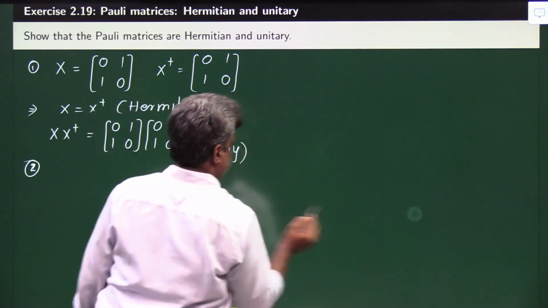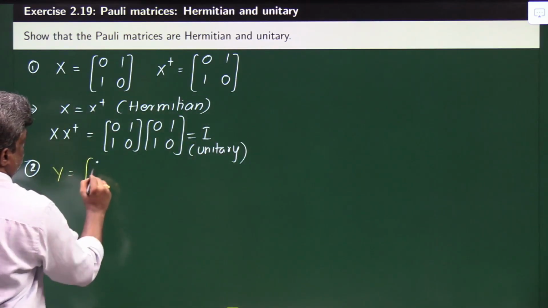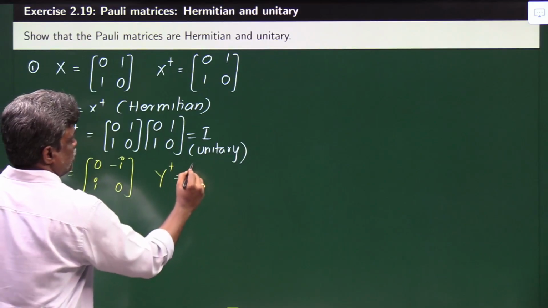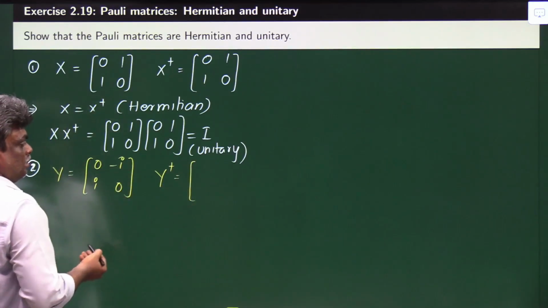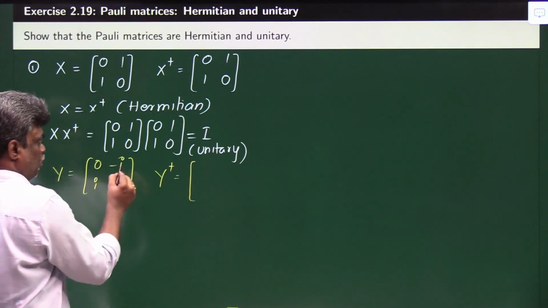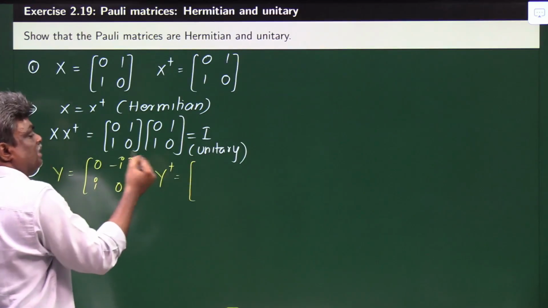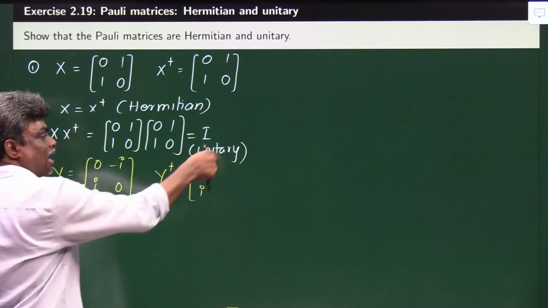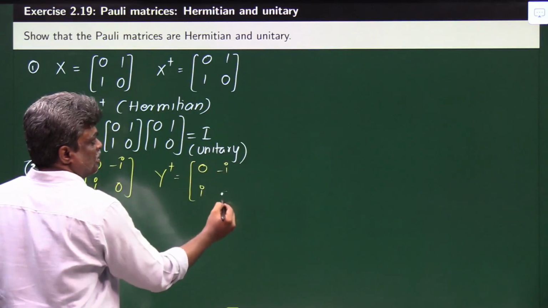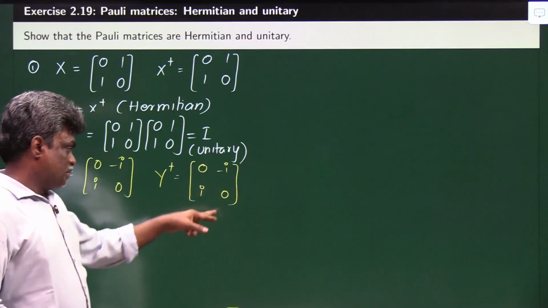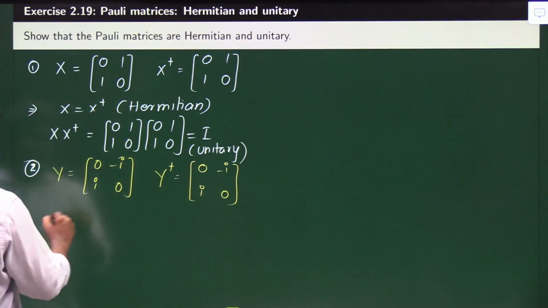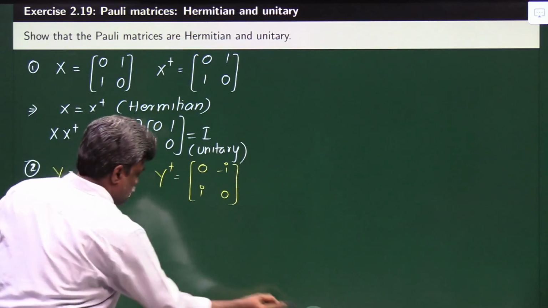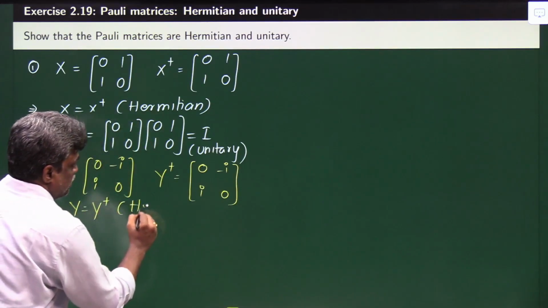Let us take Y. This is the matrix: 0 minus iota, iota 0. I am finding the corresponding Hermitian conjugate or dagger. You have to take this row and write it as a column, but with the complex conjugate, that is 0 iota. Take the other row and write it as a column with the complex conjugate, that is minus iota 0. Both are the same, so Y equal to Y dagger, which is Hermitian.